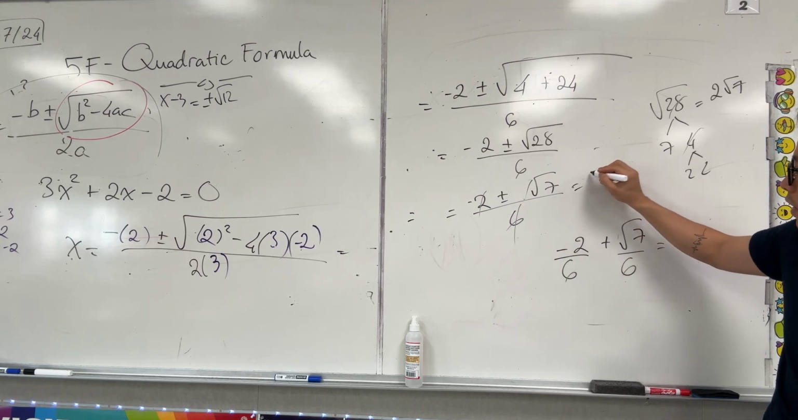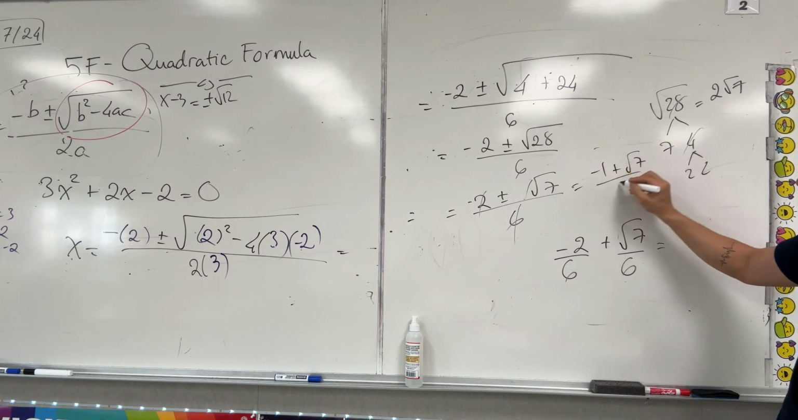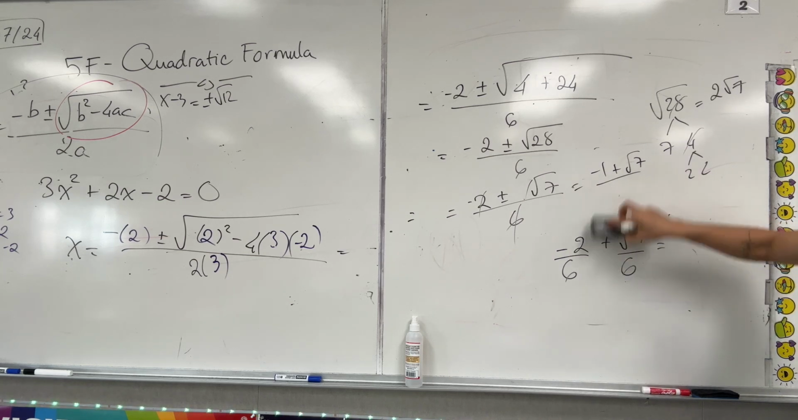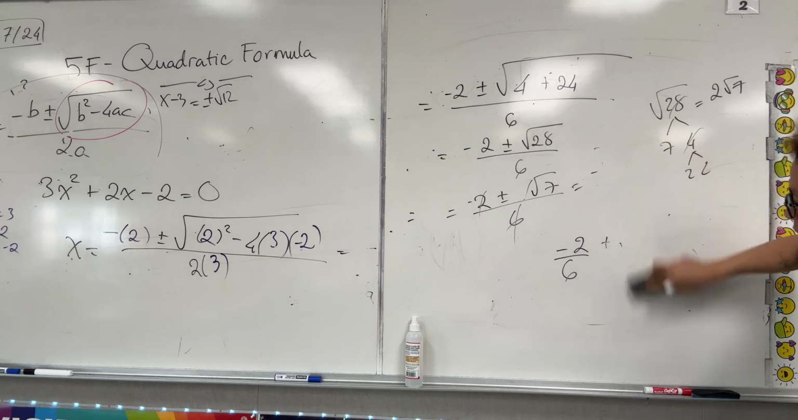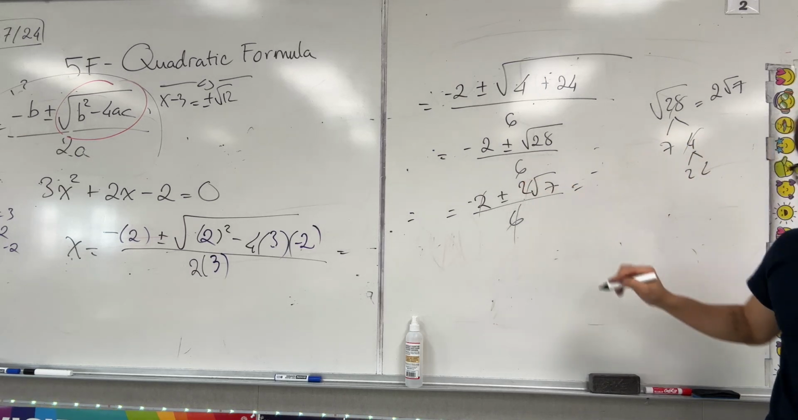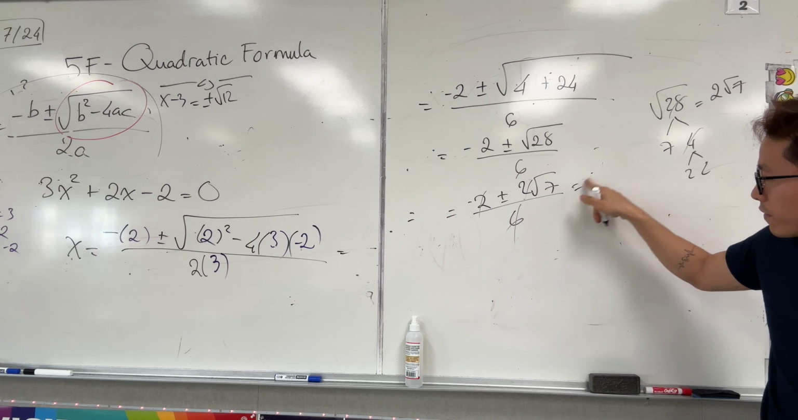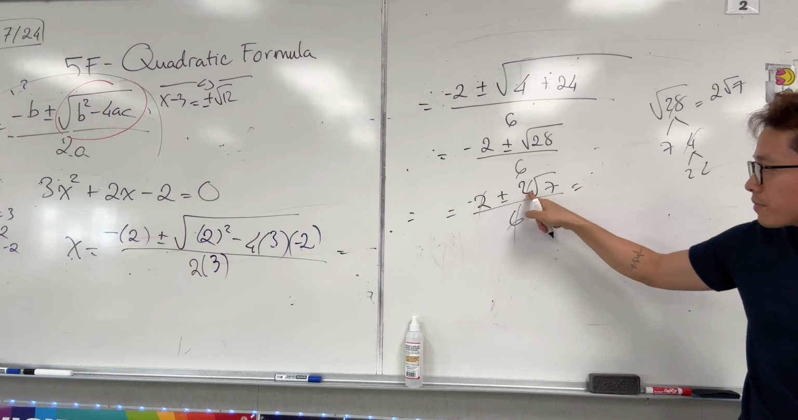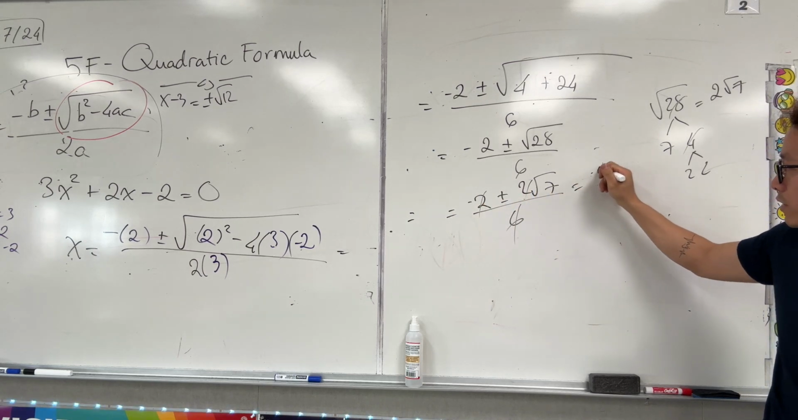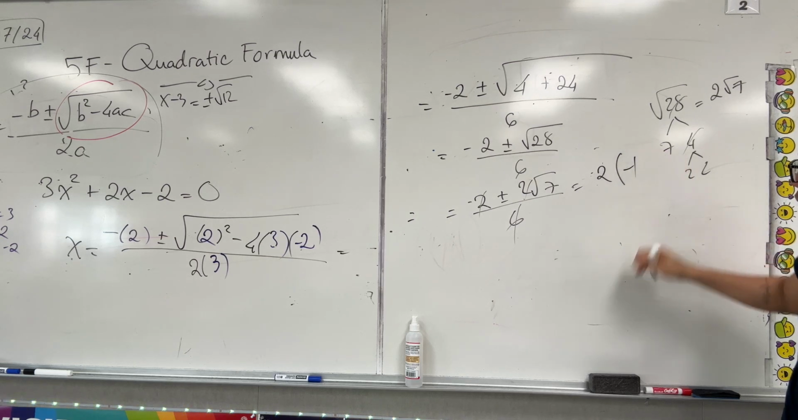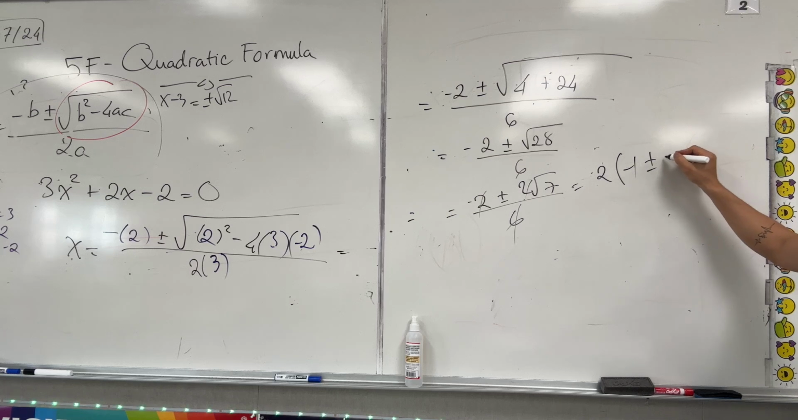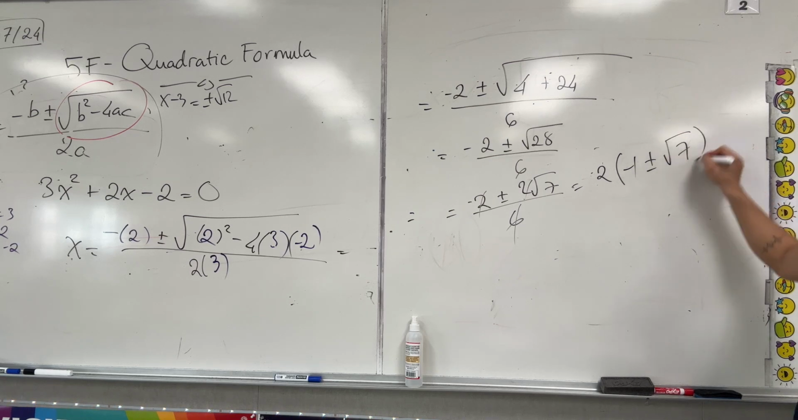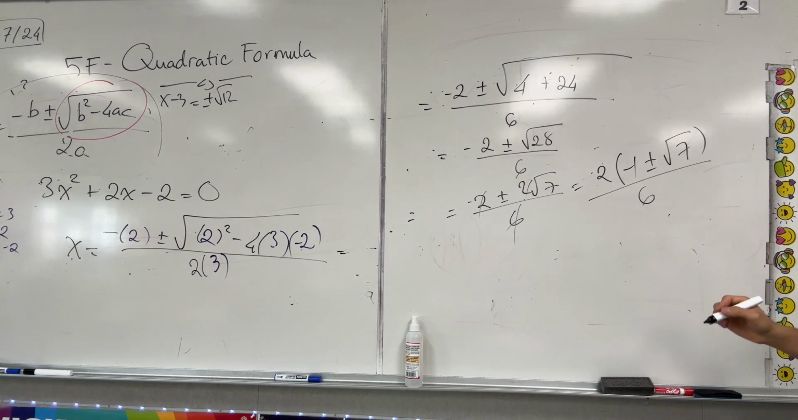You cannot write, oh, negative 1 plus square root of 7 over 6, over 3. You cannot do this, because this one doesn't have the 2. So if you want to cancel them, they all need to be divided by 2. How do you simplify this? They have 2, so you can factor out the 2. What do you have left? Negative 1 plus minus square root of 7 over 6.